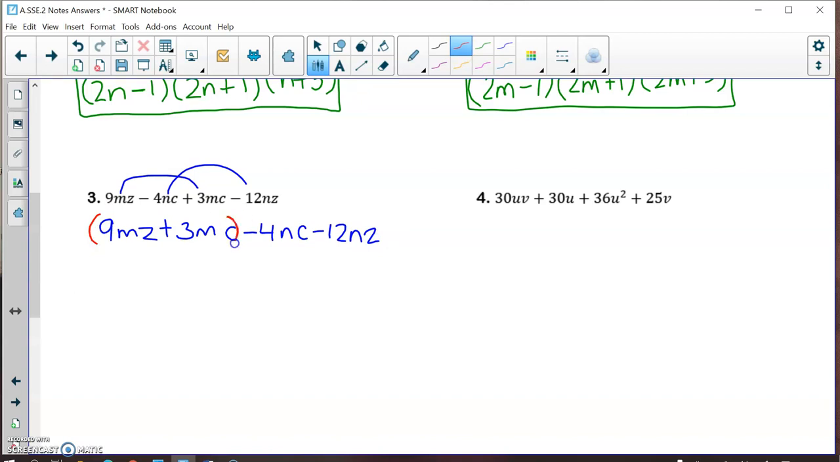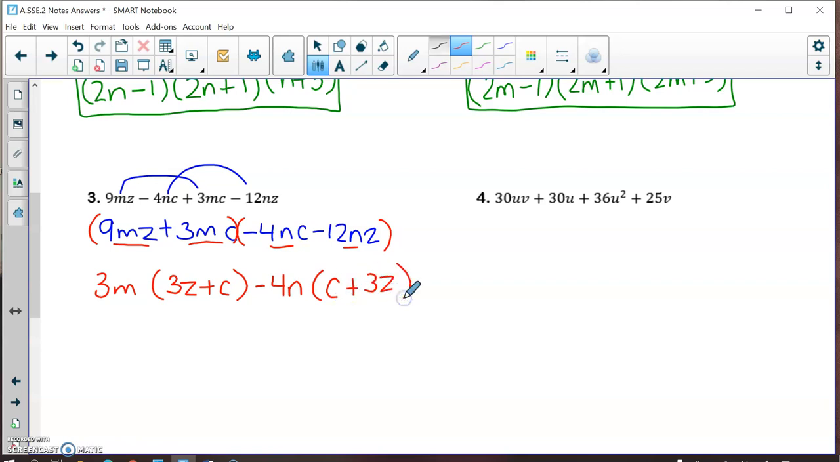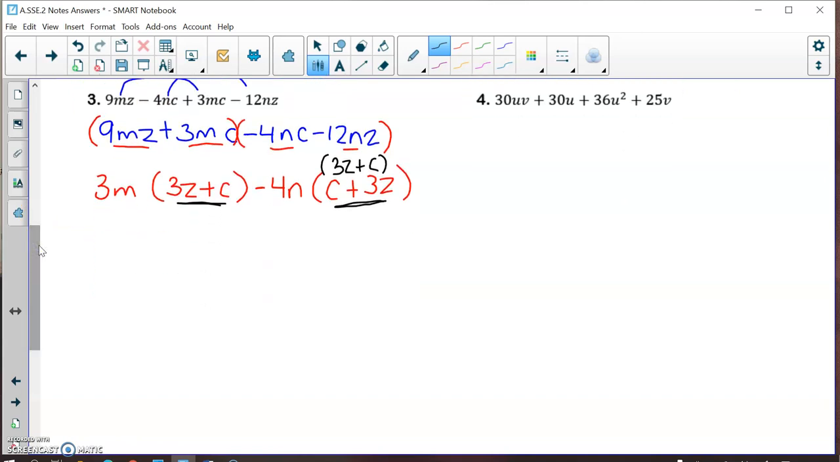Now I'm going to jump straight into grouping from here because there are 4 terms. The greatest common factor out of the first 2 terms would be a 3m, and I'd be left with a 3z plus a c. My greatest common factor out of my next 2 terms would be a minus 4n, and I would be left with a c plus a 3z. Even though these 2 parentheses don't match exactly, technically they do, because addition is commutative. So you could rewrite this set of parentheses as a 3z plus a c, and it means the same exact thing. So the parentheses are actually identical.